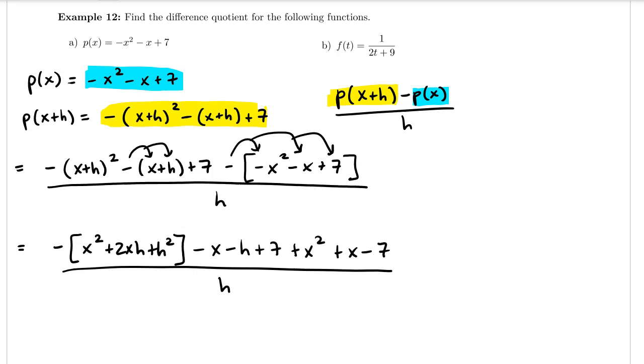And now what I can do is distribute this negative sign in. And if we do that, I'm going to erase this and get rid of the brackets. So this is going to be negative x squared minus 2xh minus h squared. Let's see if we can't do some cancellation. So I have x squared minus x squared, x minus x, 7 minus 7. And it does look like everything else remaining has an h in it, so we're probably on the right track.